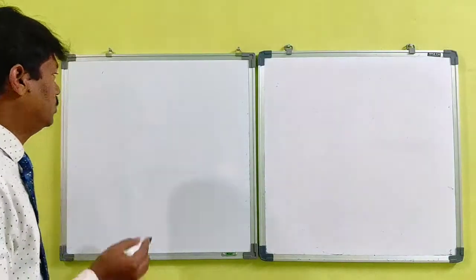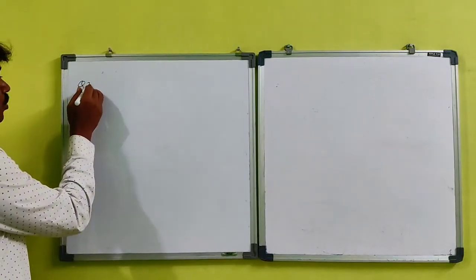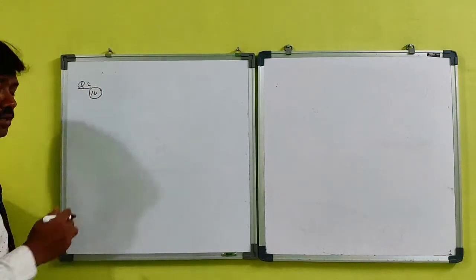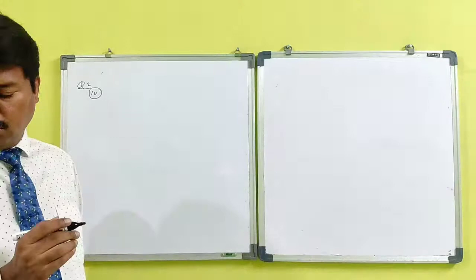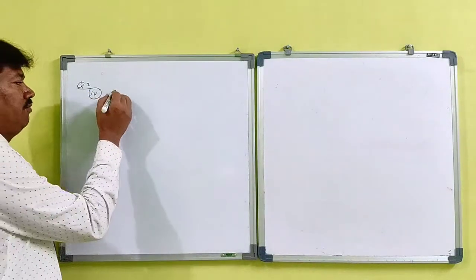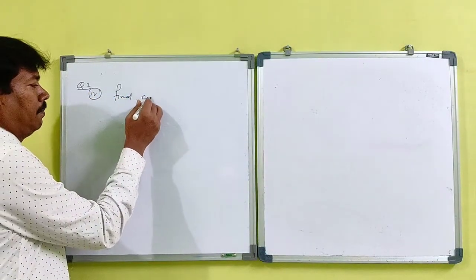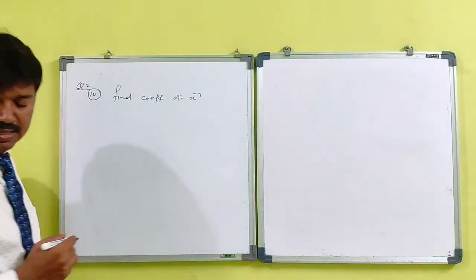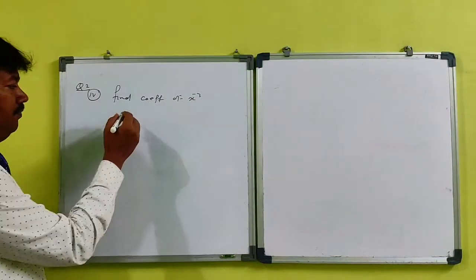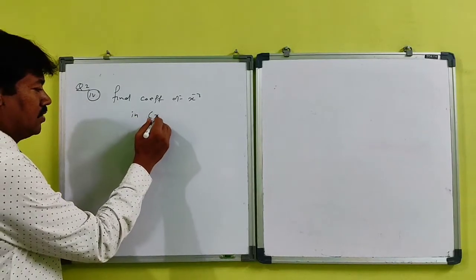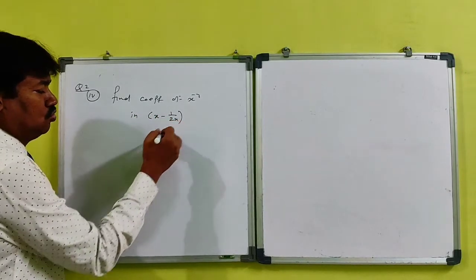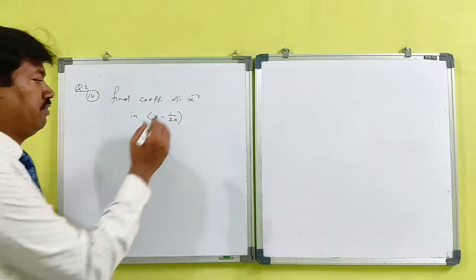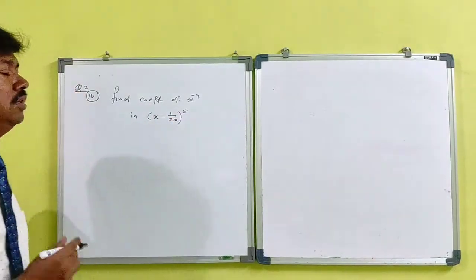Next is question number 2, part 4. In that, you have to find the coefficient of x raised to minus 3. Find the coefficient of x raised to minus 3 in x minus 1 upon 2x, raised to 5. In this you have to find it.